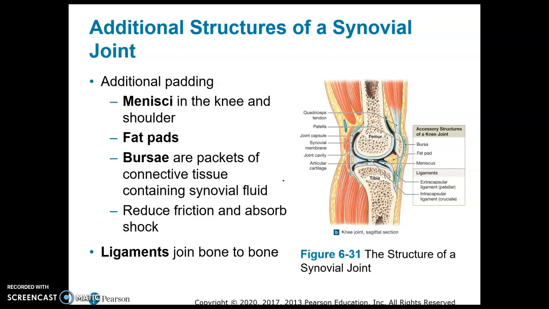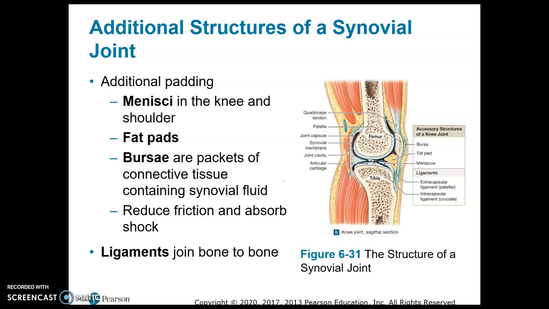Sometimes, like in the knee joint, you're going to have additional structures. The meniscus, and here's an example of a meniscus, is an additional pad of fibrocartilage that helps provide a little bit more structure to the joint. Sometimes you'll see fat pads, like here, kind of below the kneecap.